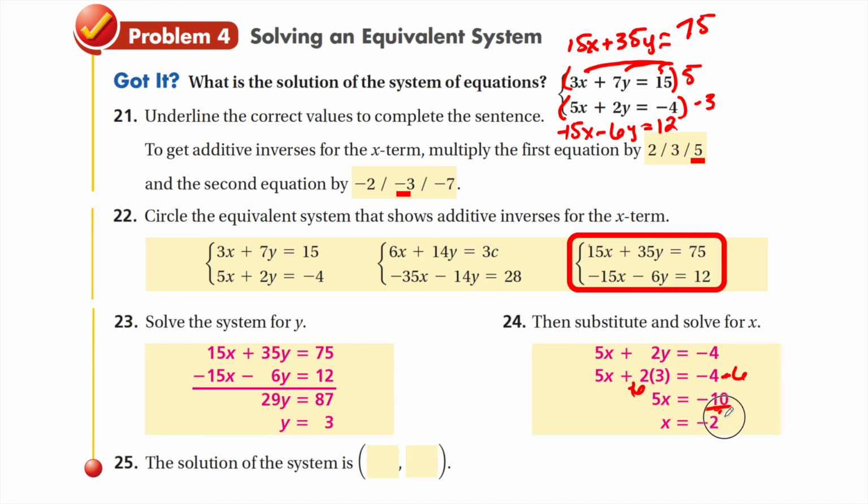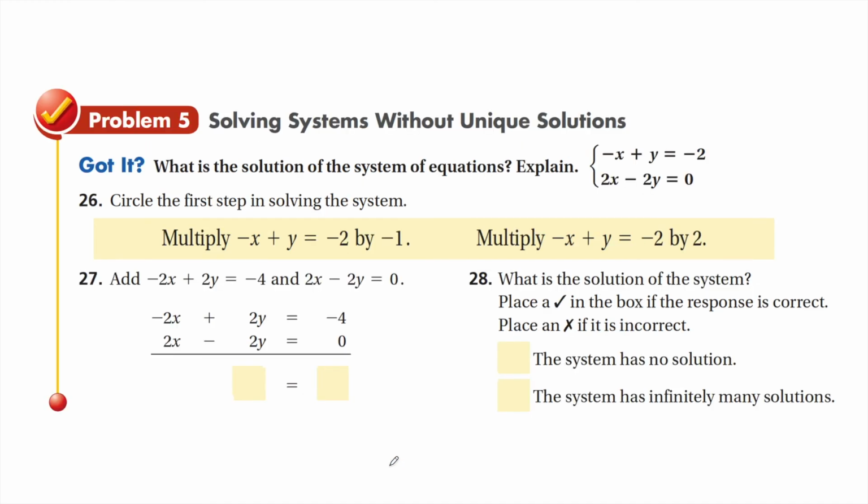We then are going to divide by 5, and you'll get x is going to equal negative 2. So our solution is now going to become our y value being 3 and our x value being a negative 2, so it becomes negative 2, 3. Problem number 5, solving systems without unique solutions. What is the solution of the system of equations, and explain.